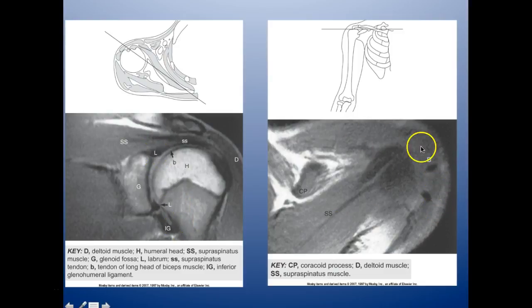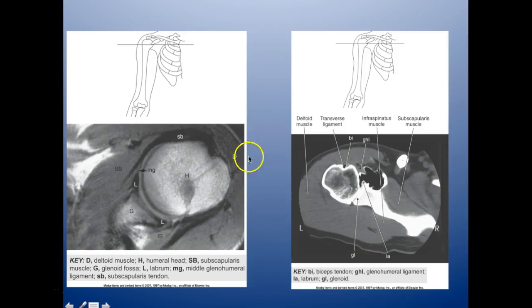This here is an axial, this is your deltoid, and this is your supraspinatus muscle and your coracoid process right there. So this one's kind of tough because the way that we scanned it, the bone and the muscle look about the same. So, all right, looking here, this is your subscapularis muscle, and this should be your subscapularis tendon here where it's attaching. This is your deltoid, your labrum's right here, and your glenoid.